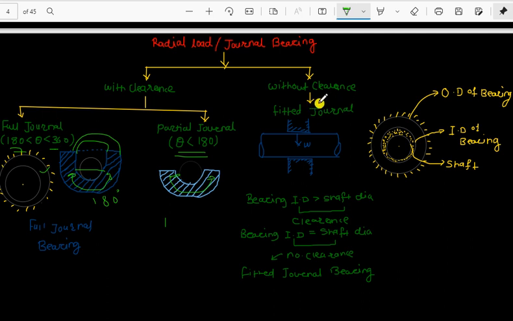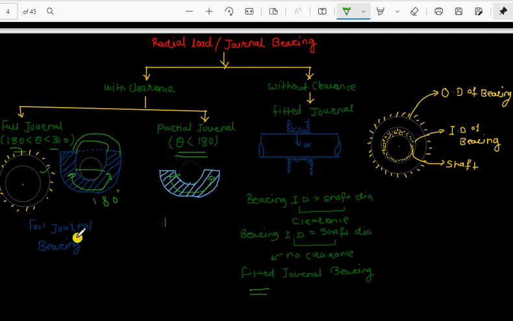Now we'll talk about the bearing without clearance. It is also called a fitted journal bearing, because as you can see, the bearing inside diameter is approximately equal to the shaft diameter, so it will be fitted with no clearance, not fixed exactly, but there will be no clearance, so it is called fitted journal bearing. Even though, there will be a play so that the shaft can rotate easily.